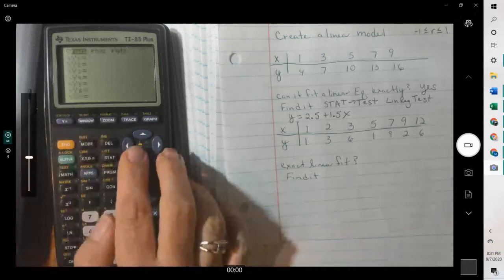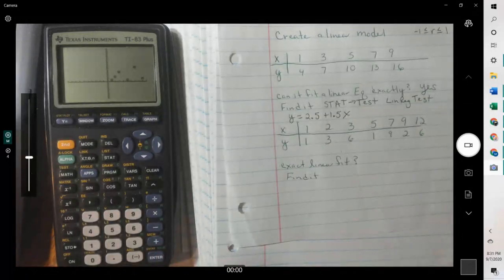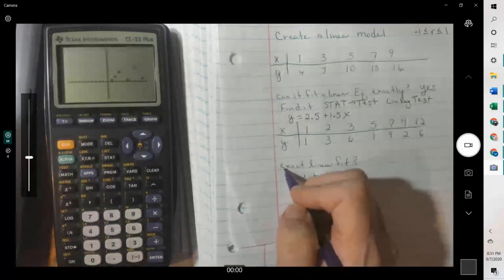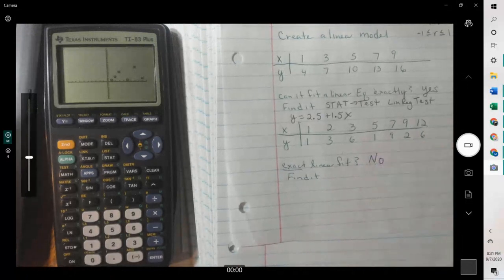And then we know that plot is highlighted, so we can just graph it. It looks something like this. Definitely not a perfect fit, so it is not an exact linear fit. We can still find the line.